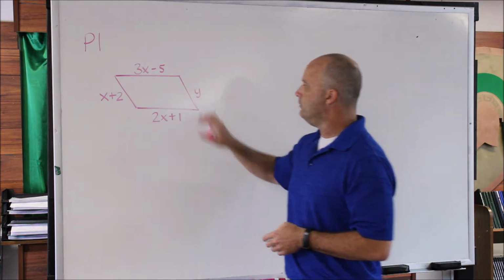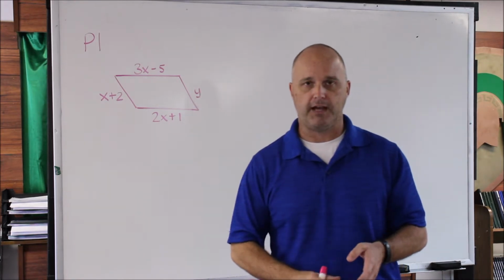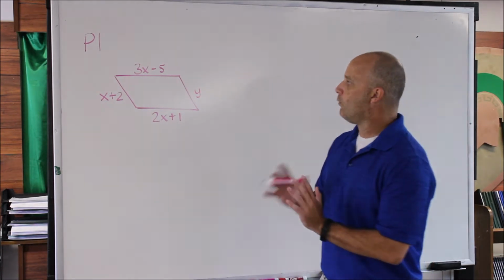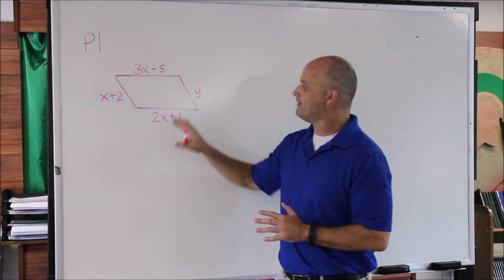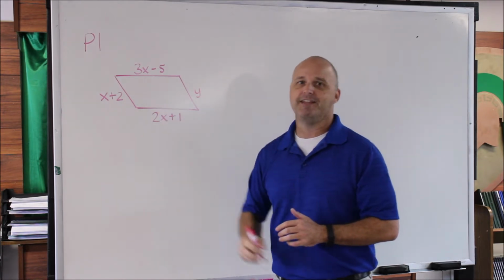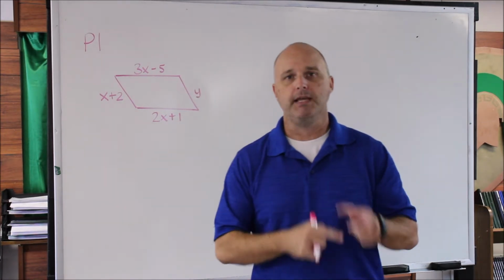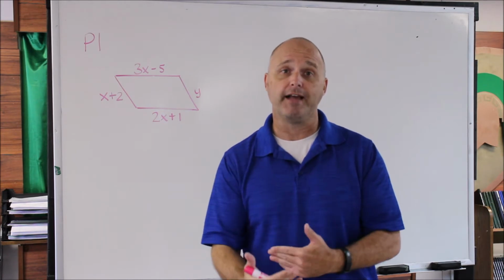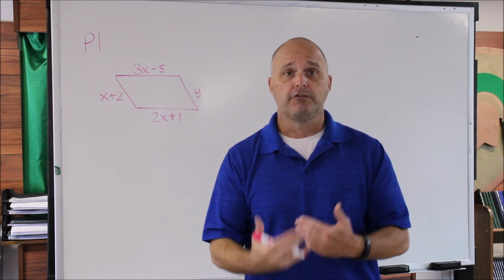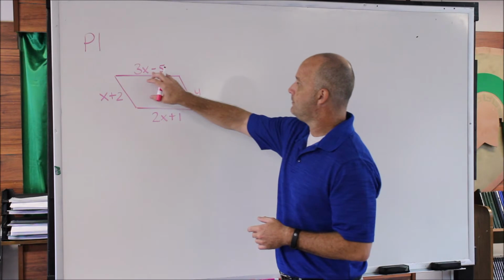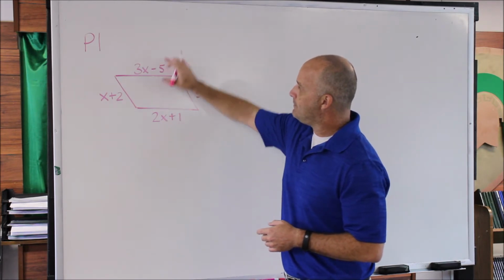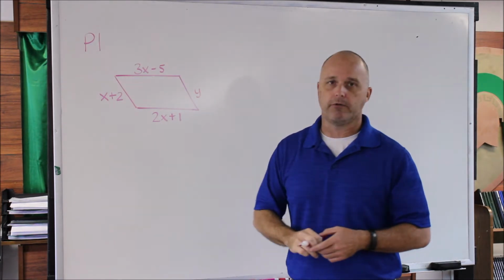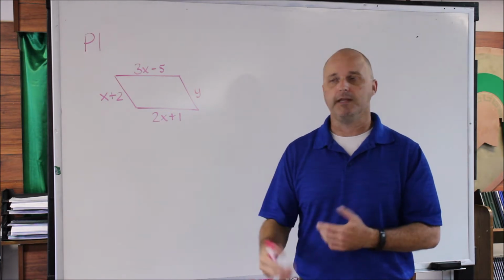and x plus 2 and y for the other pair of opposite sides. So what we're going to do is figure out what are the values of x and y that would make this into a parallelogram. That means that the opposite pairs of sides have to be congruent. So we can do two things here. We can set up an equation that takes this quantity and this quantity, or that value and that value, and sets them equal to each other.